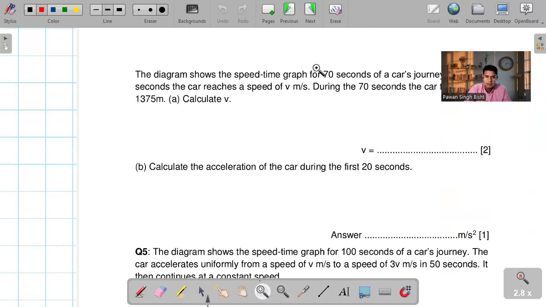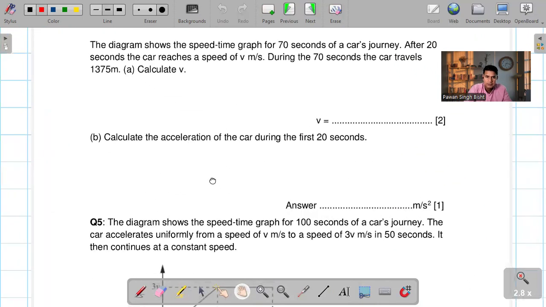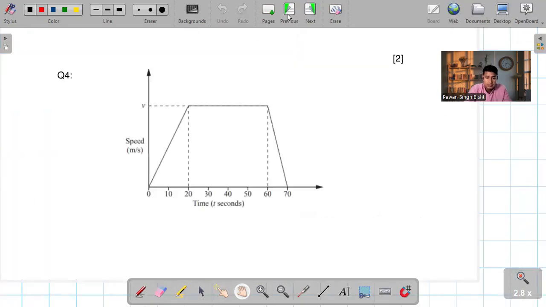The diagram shows the speed-time graph for 70 seconds of a car journey. After 20 seconds, the car reaches a speed of v. During the 70 seconds, the car travels 1375 meters. Calculate v. Now, as you can see, we have to find the value of v.